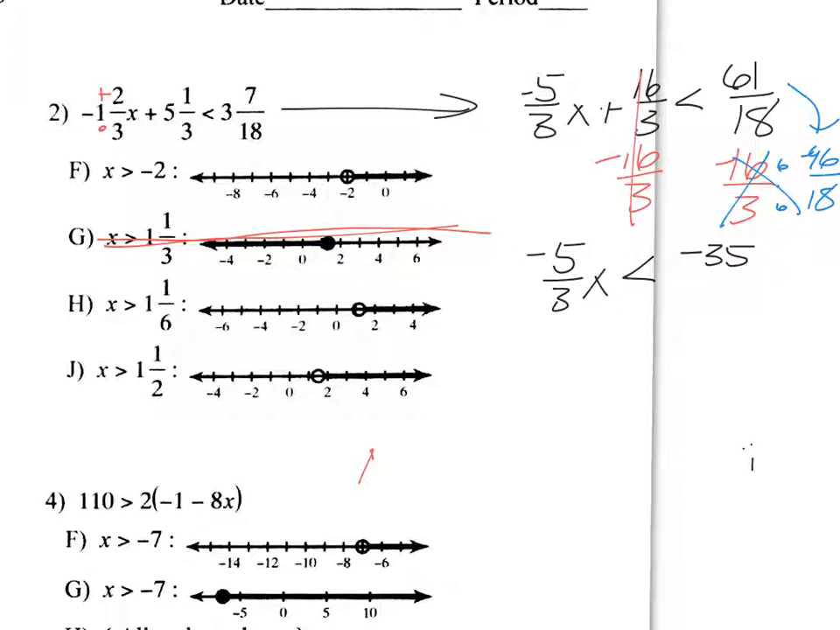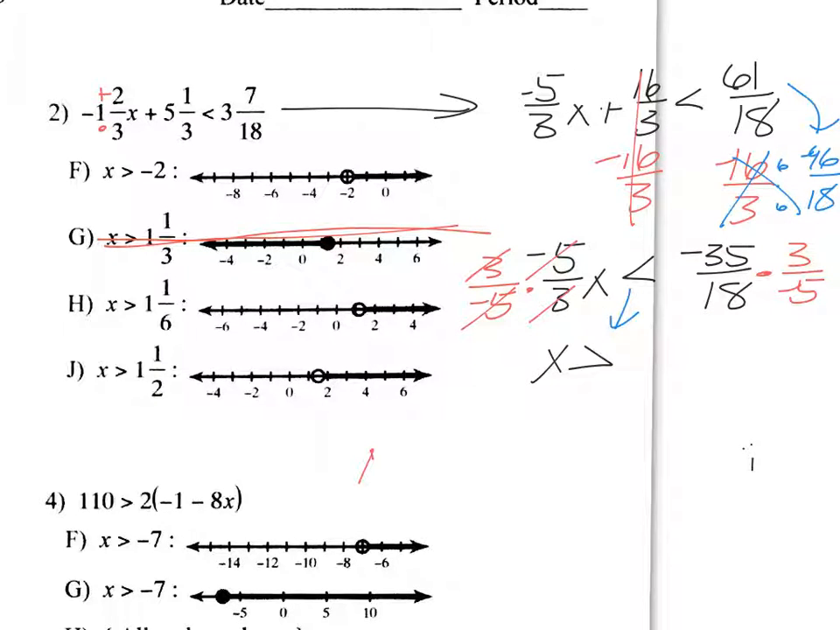35 over 18. To get rid of the fraction, you can divide, or remember we said multiply by the reciprocal, 3 over negative 5. Okay, so right here I'm multiplying by a negative value, so I'm going to have to flip my inequality symbol. So cross reduce, that all goes away, x. Remember, flip your inequality symbol.